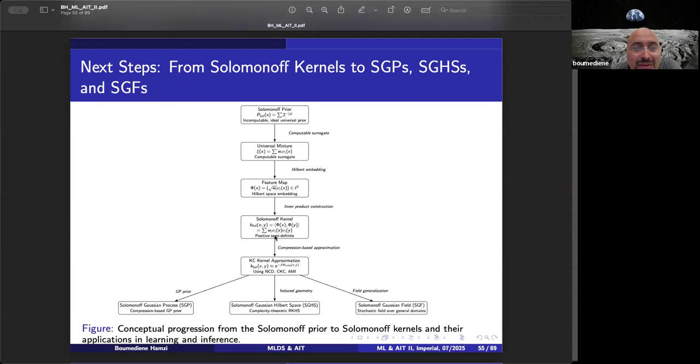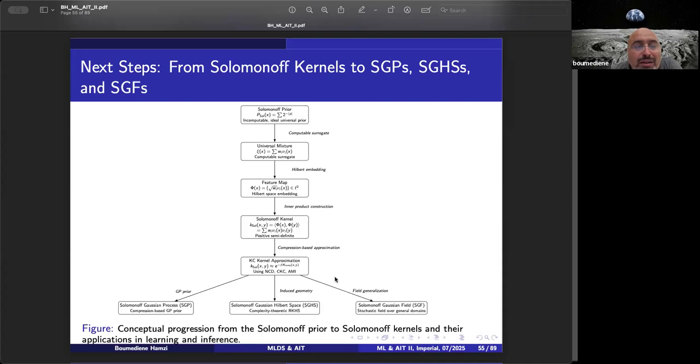So the idea then was, we are here. This is what I talked about in this part. But then the natural question is, where are these kernels coming from, the kernel complexity-based kernels? Usually, in kernel methods and Gaussian processes, if we have a kernel, then we automatically get a Gaussian process and define a Gaussian Hilbert space and define a Gaussian field.